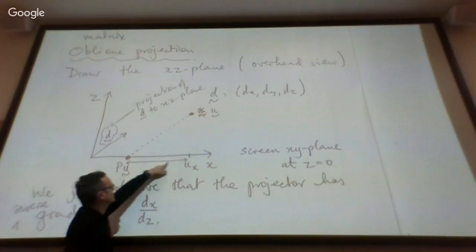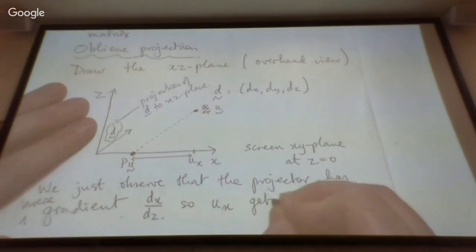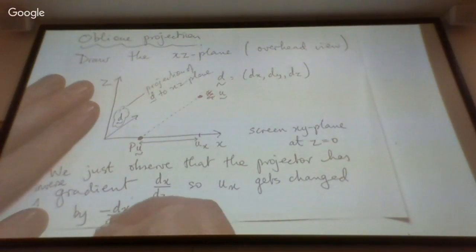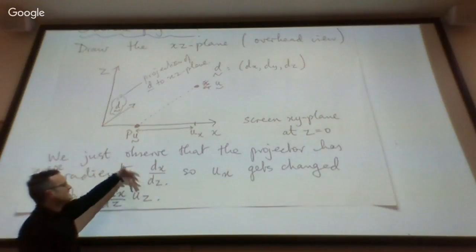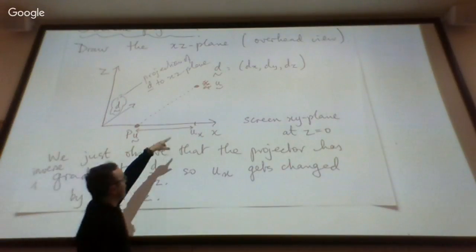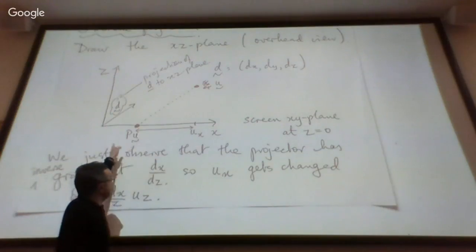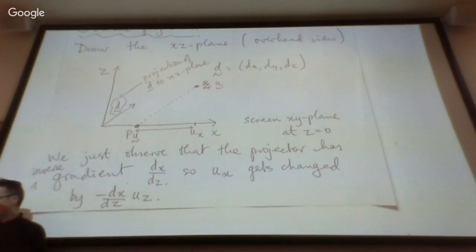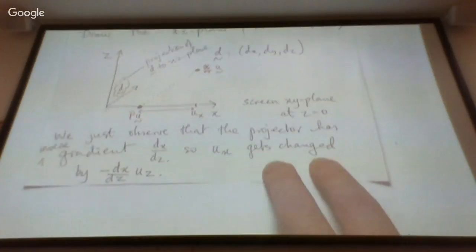So what's the actual length of this distance down here? So ux gets changed by the quantity minus dx/dz times uz. So dx over dz is the relative change of the x coordinate relative to the change in the z coordinate. Our original point u in the environment had a z coordinate uz. So when it gets projected, this distance along the x-axis that we're going to have to move to get to the projected point is minus dx/dz times uz. This is the signed distance that tells us to decrease ux by this amount.